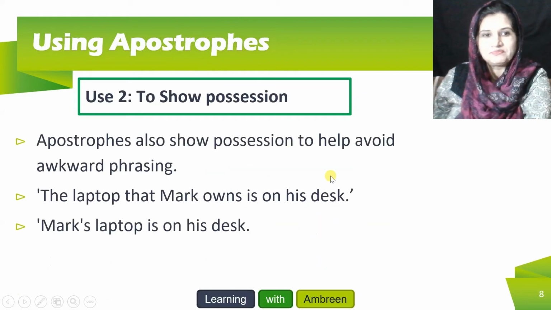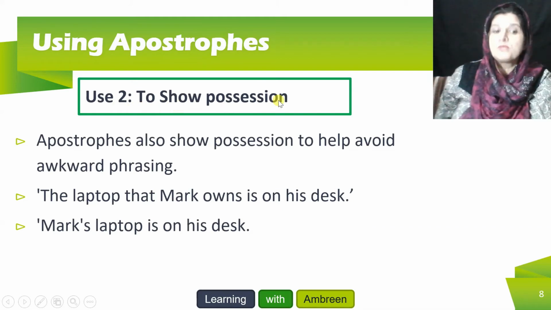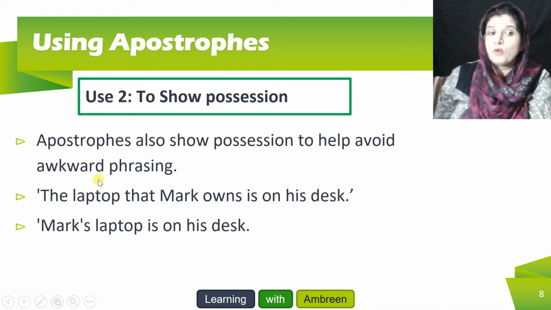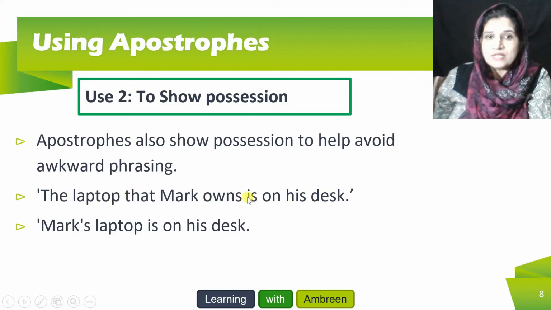Let's move. Use number 2, to show possession. Apostrophes also show possession to help avoid awkward phrasing. For example, the laptop that Mark owns is on his desktop. So here you can see that it's a complete phrase, that Mark owns. And we removed the whole phrase and instead we said Mark's laptop is on his desk. So you can see here that this sentence is short and easy to speak, right?